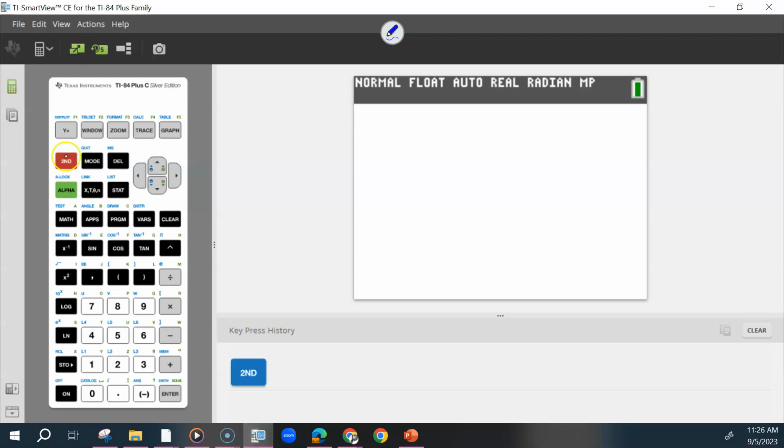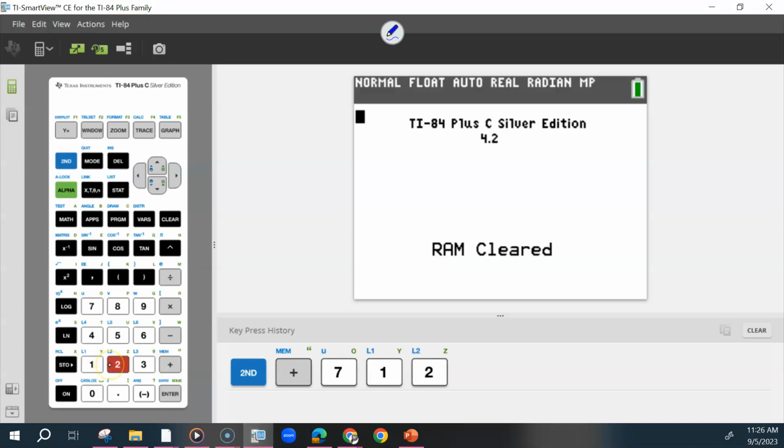So second plus 712. Do that on your calculator, but also write that on your calculator page. Second plus 712. Ram clear. This is ram.